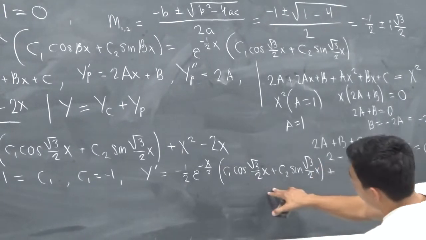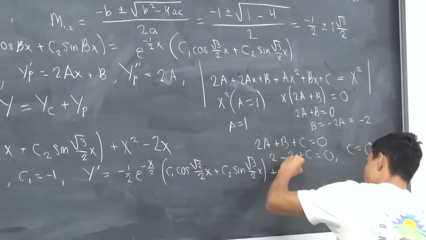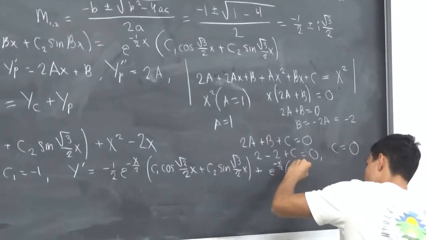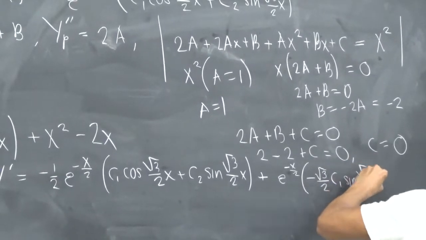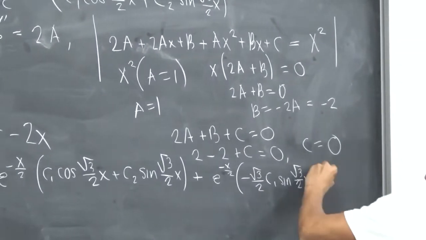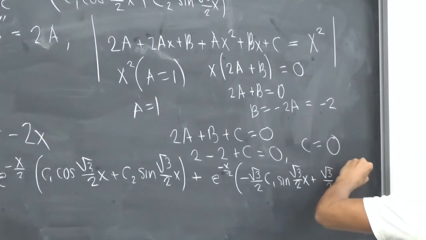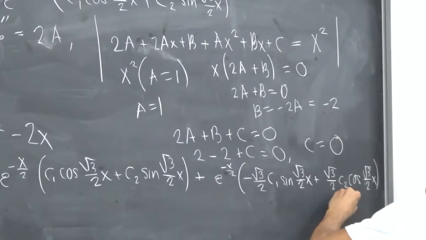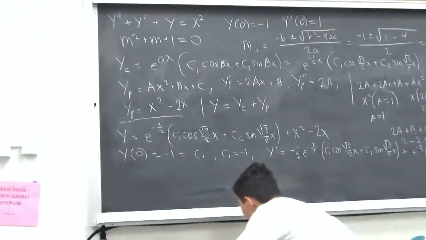And then now you're going to take this derivative and keep that exponential the same. So it would be e to the negative x over 2, and then it would be negative square root 3 over 2 c1 sine square root 3 over 2x plus square root 3 over 2 c2 cosine square root 3 over 2x. And then plus 2x minus 2. So a lot of work for one derivative. I know, it's terrible. Okay.